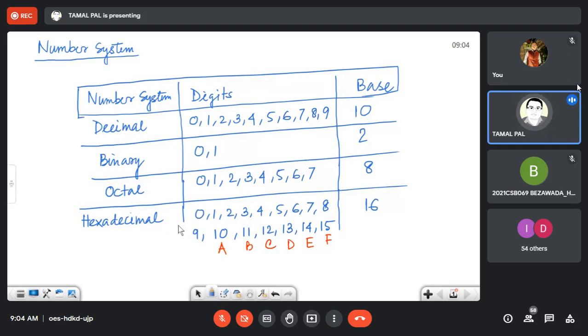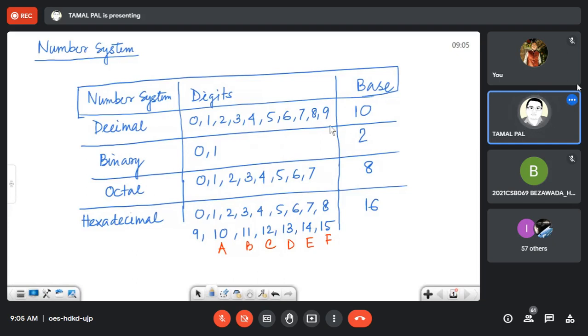And for the hexadecimal number system, the digits are 0 to 15 actually. Since after 9 the two-digit numbers would make these digits, we represent them using alphabets. That means after 9, the digits are A, B, C, D, E, F.